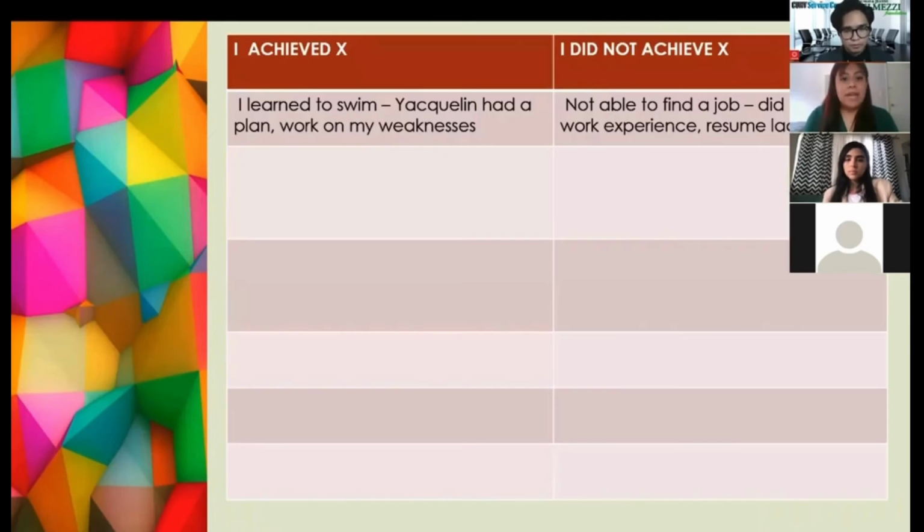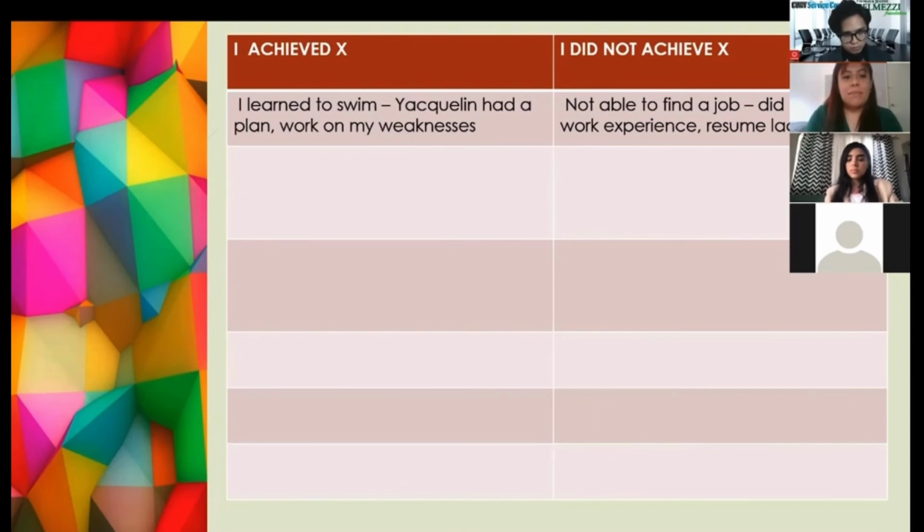One example that I have here for you is, for me, I learned to swim, right? Jacqueline had a plan: work on my weaknesses. That was a weakness, right? So that's a simple form of my achievement. Now let's build it out. What was one thing that I might have done well that made me reach this goal? Maybe I was consistent throughout all of my time in actually attending lessons, right?